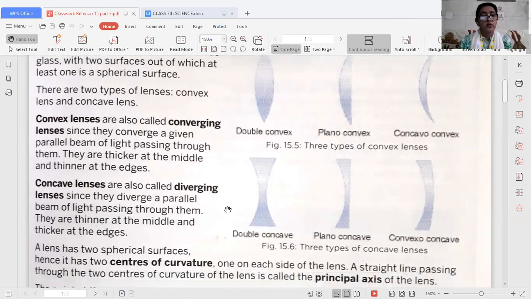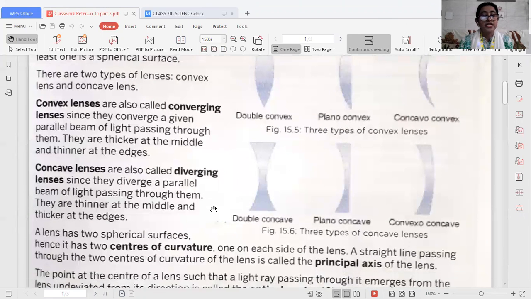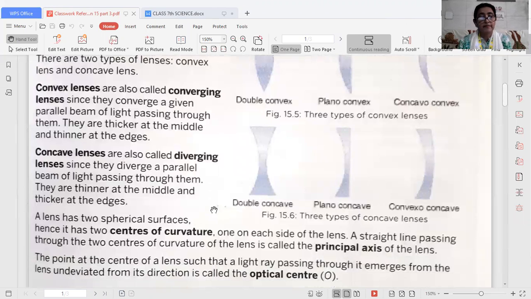Concave lenses are known as diverging lenses. Why? Because they diverge a parallel beam of light passing through them. And as you have seen here, they are thinner at the middle and thicker at the edges. Now, a lens has two spherical surfaces, hence it has two centers of curvature.